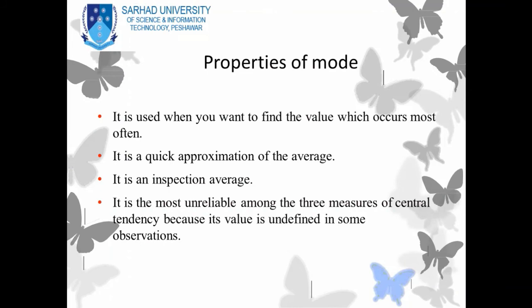Properties of mode. It is used when we want to find the value which occurs most often. It is a quick approximation of the average. It is an inspection average. It is the most unreliable among the three measures of central tendency because its value is undefined in some observations.